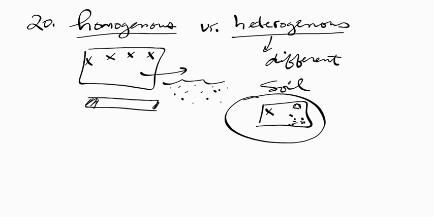Number 21, we have a substance that can be separated into two or more substances by chemical change. 21 is going to be D. 22, we're going to look at B for an answer. What is one difference between a mixture and a compound? And that's about separating it.